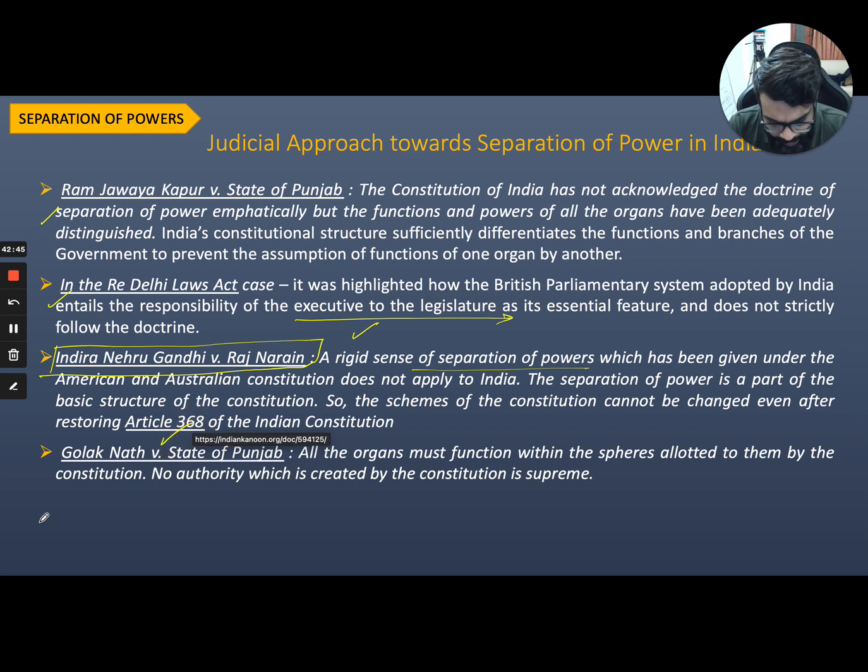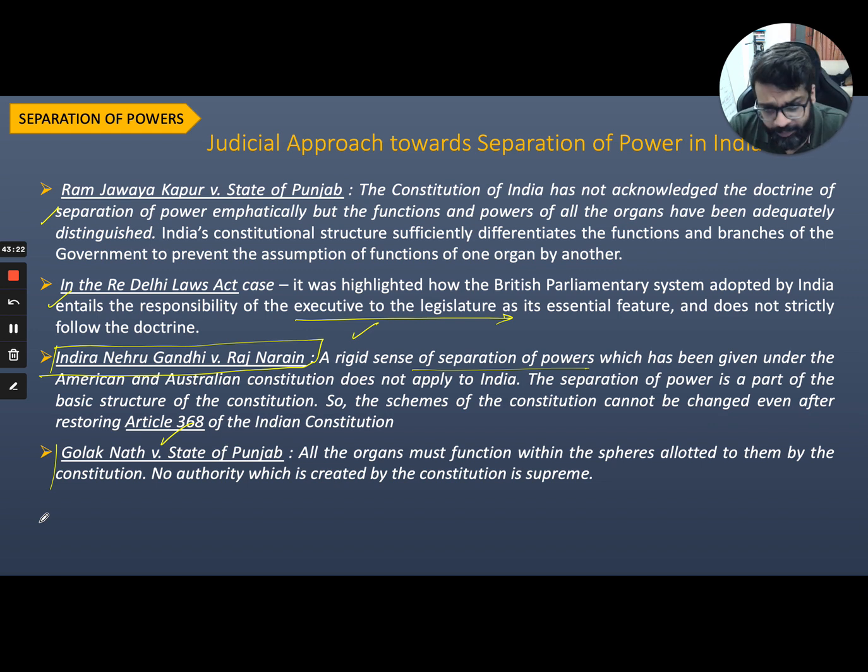And predating the Indira Gandhi case is, of course, Golaknath versus State of Punjab, which we studied in Amenability of Fundamental Rights, where the Supreme Court made an observation that the branches of government should function within the authority which has been given to them, and no authority which is given by the Constitution is supreme, but the Constitution in itself is supreme. This is also why in Golaknath's case, the Supreme Court struck down the differentiation between an ordinary law and constituent law, and said that all laws are equal and no law can violate fundamental rights, and you can't touch fundamental rights per se.